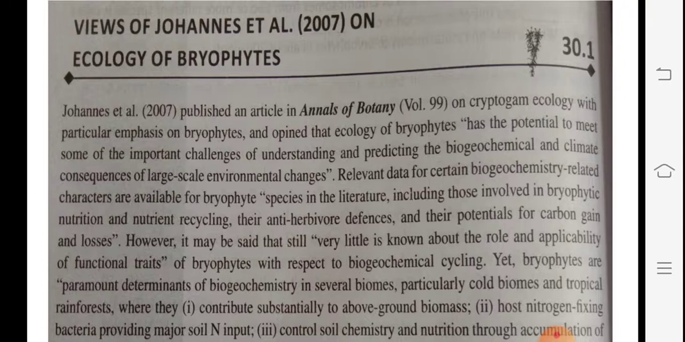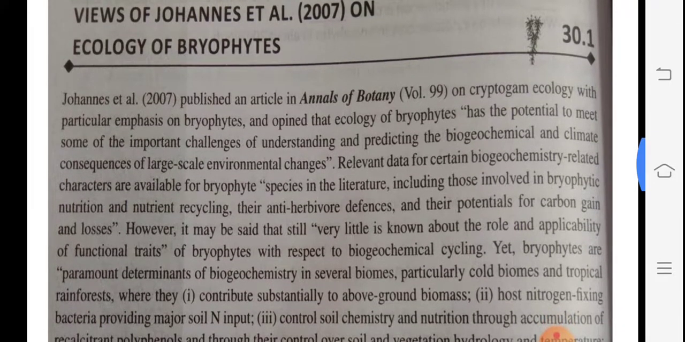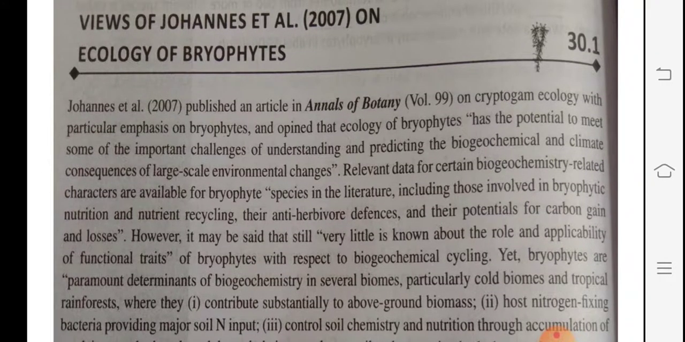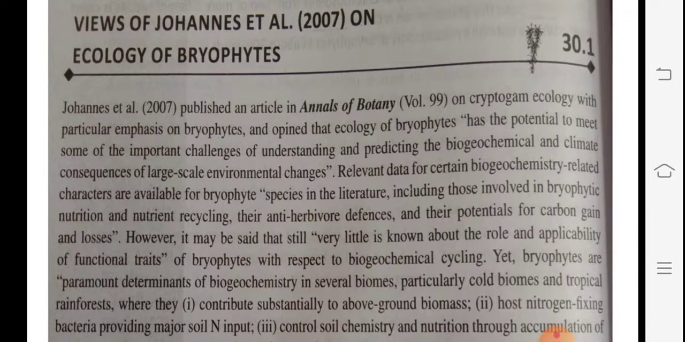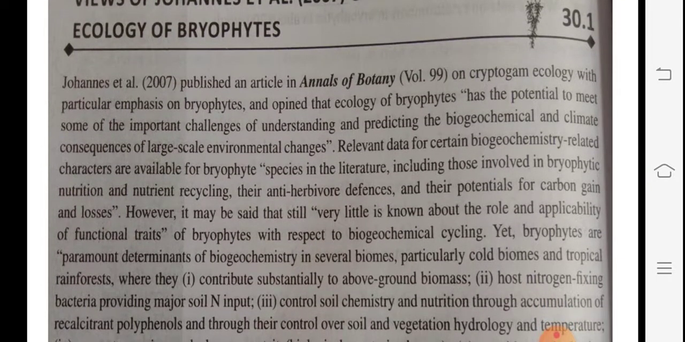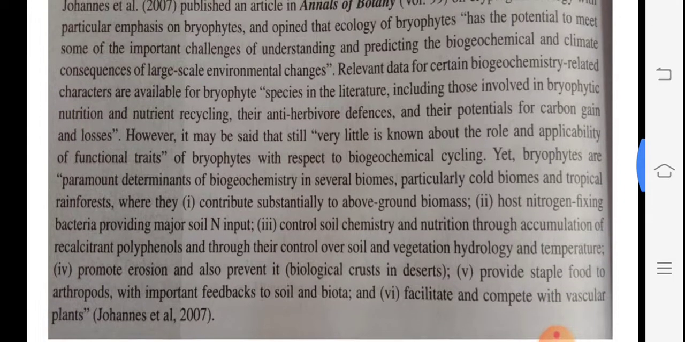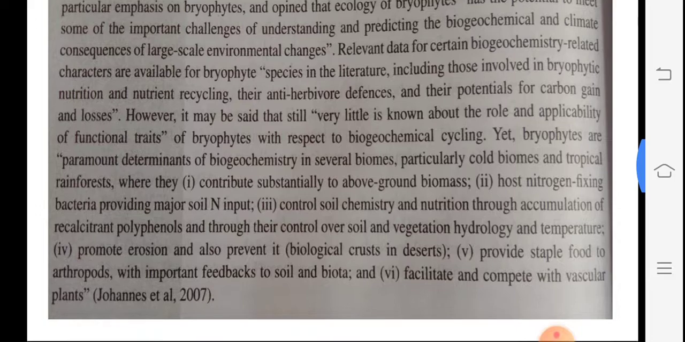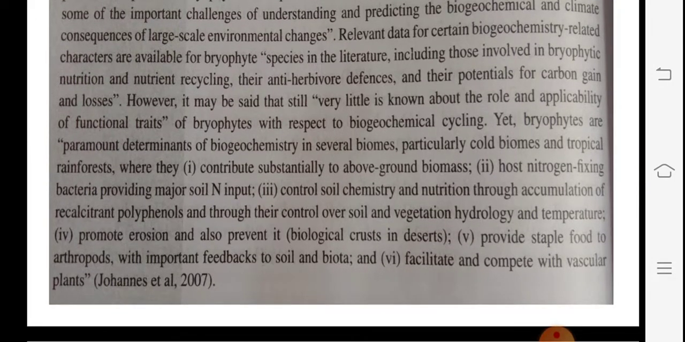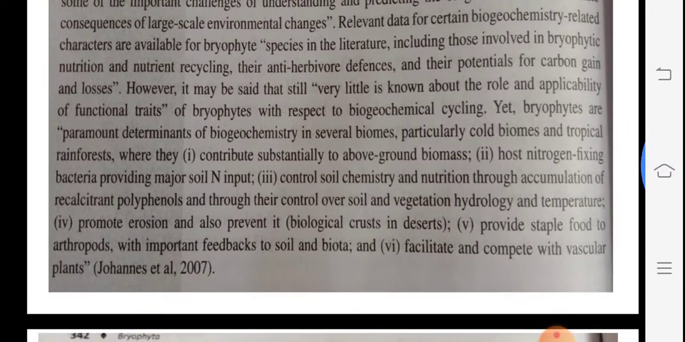Then there are many authorities who have worked on the ecology of bryophytes. Jones et al. in 2007 published an article in the journal Annals of Botany, volume 99, on cryptogam ecology. They have given weightage to the potential of bryophytes in relation to biochemical changes and climatic characters. The literature here refers to some species, showing the carbon gain and its characteristics. Secondly, in certain cold biomes or tropical rainforests, they show the paramount determinants on biochemistry.